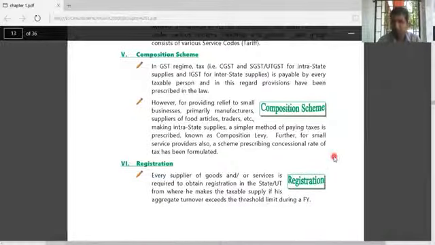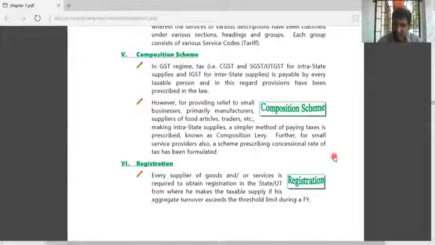Composition scheme. So what is composition scheme? We have discussed the concept of GST at each stage: at each stage, value added is being taxed. But this system requires accounting, maintenance of all data, invoices, then filing of returns, etc. For small taxpayers, small businessmen, the accounting of all the invoices, say purchases, sales, expenses, is actually cumbersome. So in order to provide relief to small businessmen, they have introduced the composition scheme.